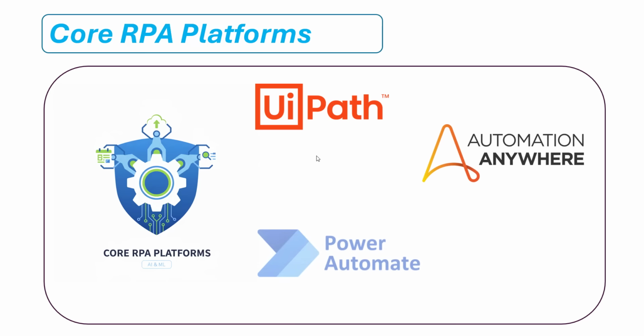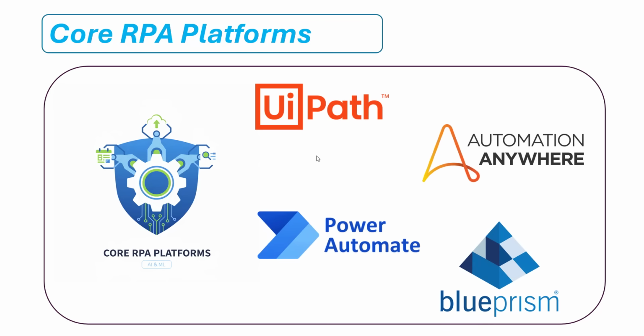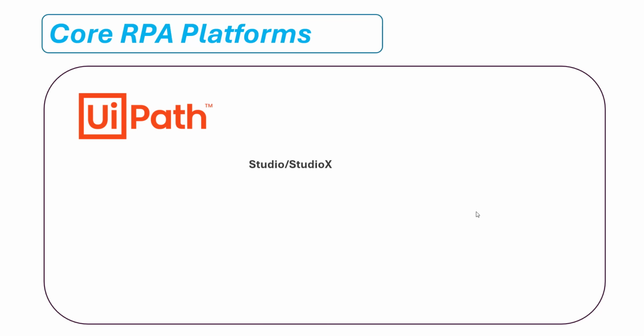First, we will understand and learn the core RPA platforms for a solution implementation. Becoming master of one or more of the leading enterprise RPA platforms is essential, such as UiPath, Automation Anywhere, Microsoft Power Automate, and Blue Prism. These RPA platforms will form the foundation of most solution designs. Alright, first we will understand what is UiPath.